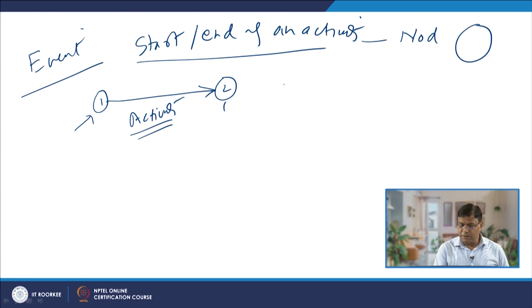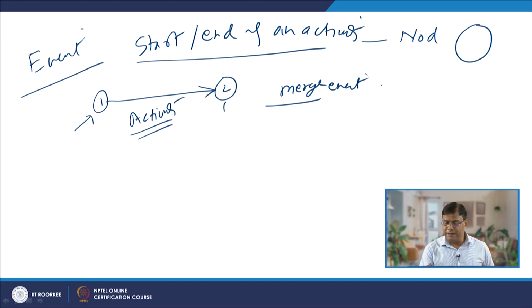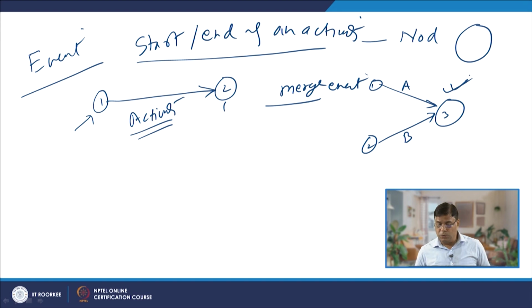There are certain types of events, like the merge event. In the case of the merge event, two activities will be ending at the same time. So, this is the merge event, like 1, 2, 3. Completion of both activities A and B is indicated by node 3, that is the merge event.